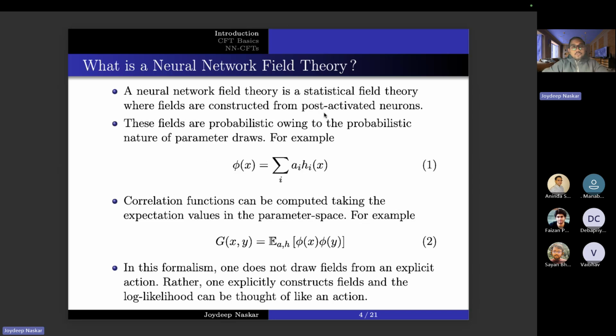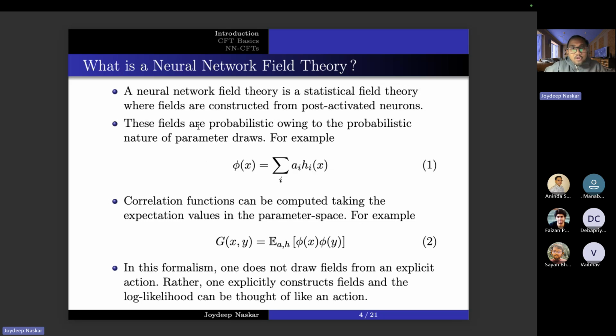So, what is a neural network field theory then? It is a statistical field theory. I'm not going to call it a general quantum field theory per se. I'm going to just be conservative and call it a statistical field theory where the fields are constructed from post-activated neurons. So you can write some phi of x, what your field is, as a sum over weights and some post-activated neurons. The H_i are some post-activated functions.